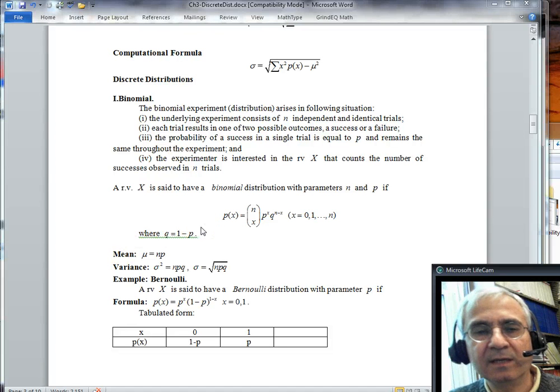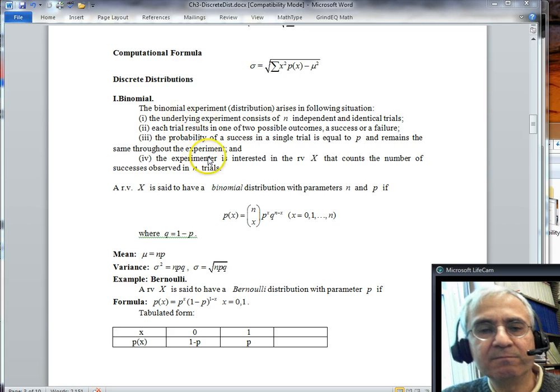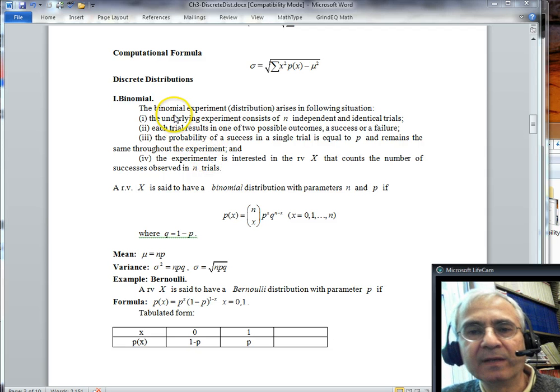Okay, this is the second lecture on discrete distributions. We'll talk about discrete distributions, especially the binomial distribution. One of these special distributions is called the binomial, and we're going to know when it arises in real life. And we look at these properties.